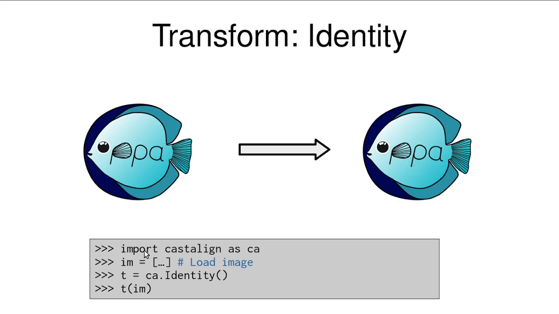So, some examples. Down here we have the Python code of how you might do something like this. This is all pseudocode. We're going to import CASTalign as CA, so whenever you see CA dot something, that refers to CASTalign. We're going to load an image over here and apply transforms to it. If we want an identity transform that doesn't do anything, we make the transform equal to the identity transform, and then we can just call the transform as a function with the image as the argument. That gives us out the same image, which isn't very exciting.